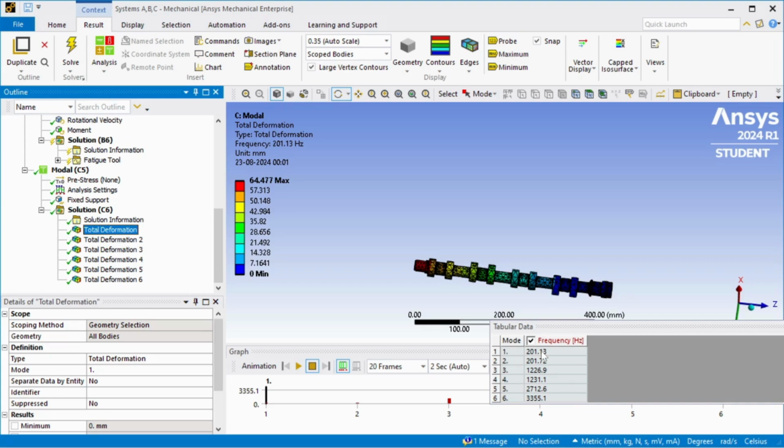So this was the base for our FEA analysis for composite materials in camshaft.